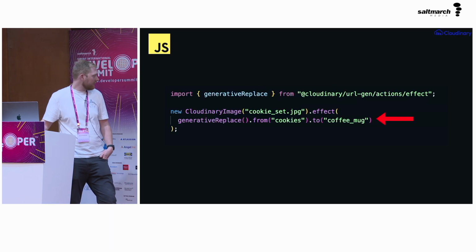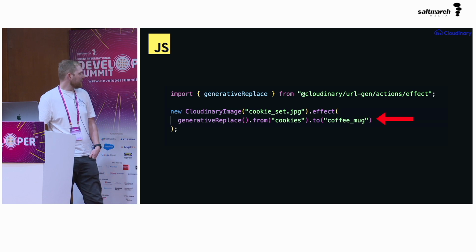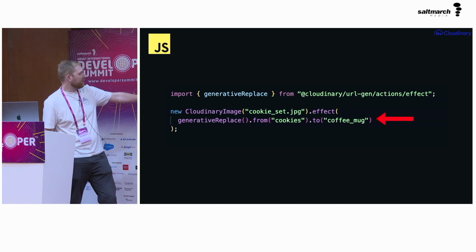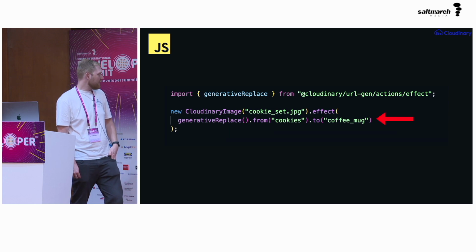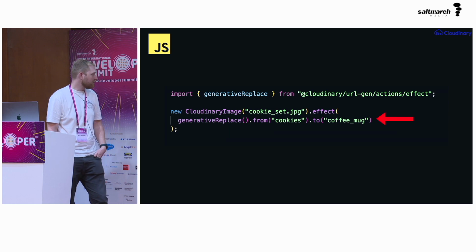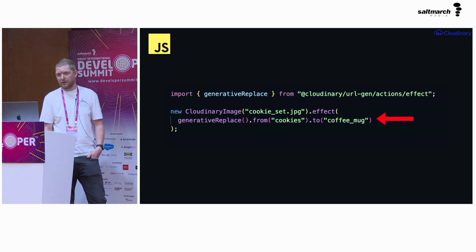Once again, here's the code for that. So in this case, we have a method for from and for to. So we're specifying the cookies, and we were then wanting to change the cookies to be a coffee mug. Once again, very simple, short lines of code, and you can apply it to any of your images.